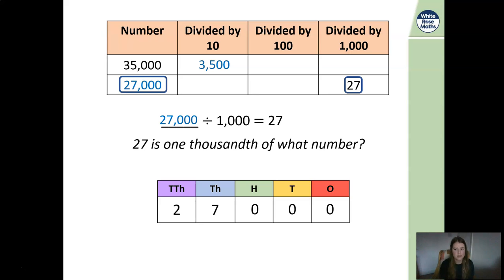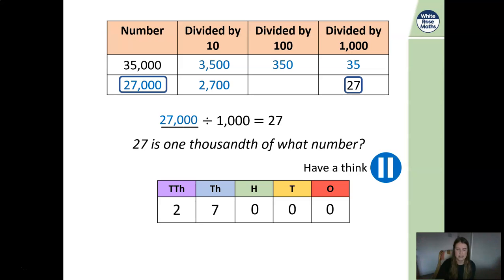What I'd like you to do now is pause the video, have a think. Do you think you can now fill in those missing gaps, or what might you need to do to work them out? So 35,000 divided by 100 is going to be 350. If we then divide that number again by 1,000, that's going to give us 35. Now for the other ones, if we're doing the inverse, now that we've got our starting number, it should be fairly easy for us to fill out.